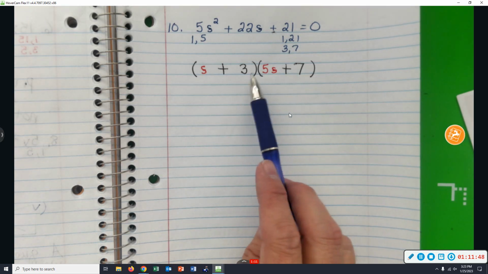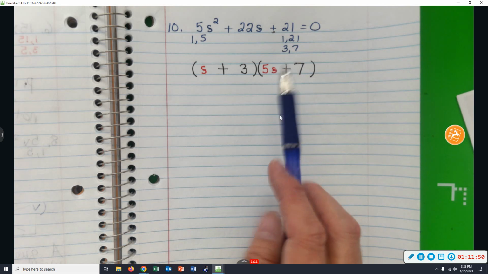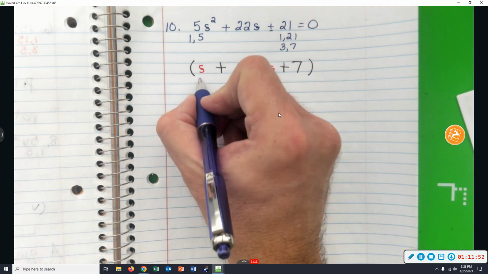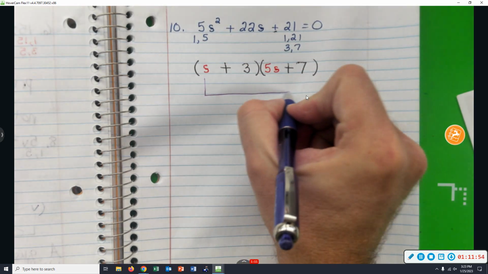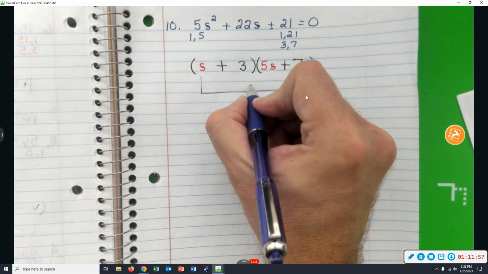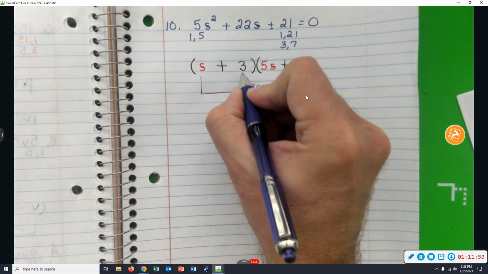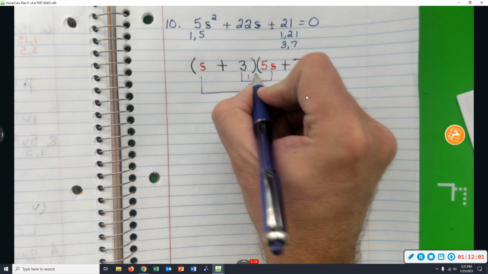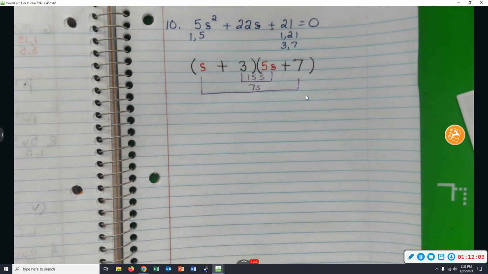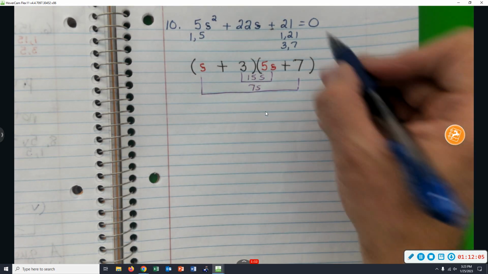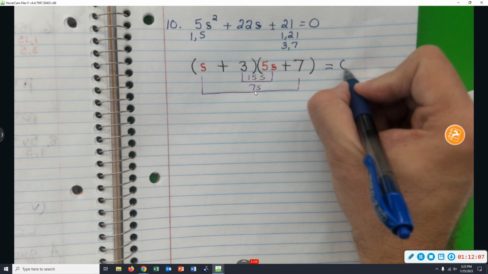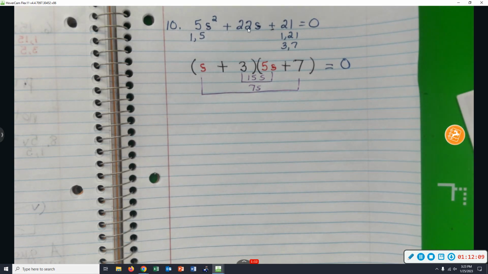And is this going to work? Am I checking the outer and inner? We would have a 7s and a 15s. Is that giving us what we need? Yes. 15 plus 7, I agree. That's giving me a 22s.